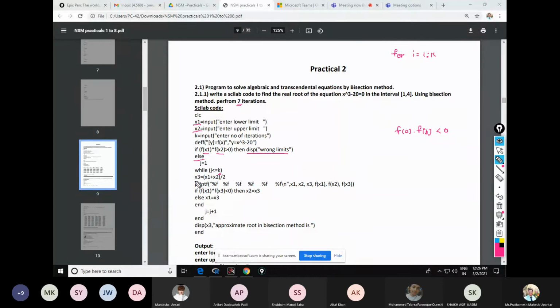Then the middle point निकाला। Middle point का फॉर्मूला क्या है? Lower limit plus upper limit upon 2. Then I have to display the values. What is the value of x1? What is the value of x2? What is the value of midpoint? Then I have to define what is the value of f at x1, f of a, f of b and f of c.